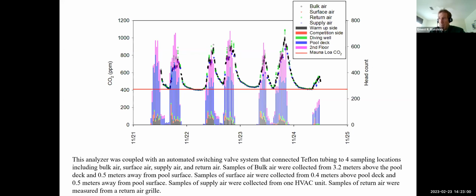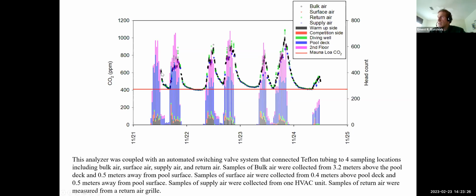The way that we did that was we had sample tubing that was connected to a multi-port valve, and that multi-port valve was set up to automatically rotate between these various positions. So we had a schedule of about maybe 30 minutes long, where during that 30-minute cycle, this 4-position valve would rotate between bulk air, surface air, return air, and supply air.